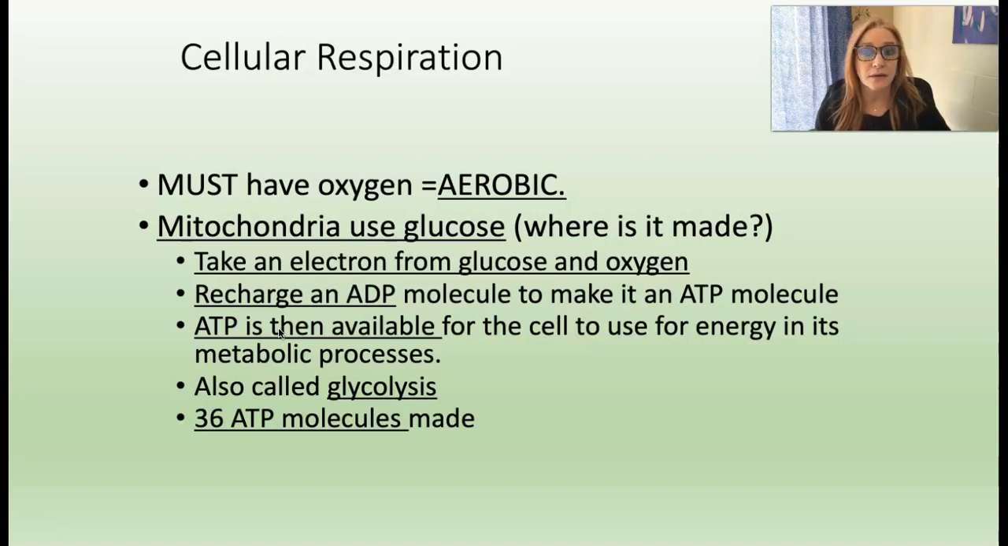This is how cells run. Okay? This is also, again, fancy word is glycolysis, and the net result every time a mitochondria does this cellular respiration cycle, it nets 36 ATP molecules. Okay? Any questions so far?